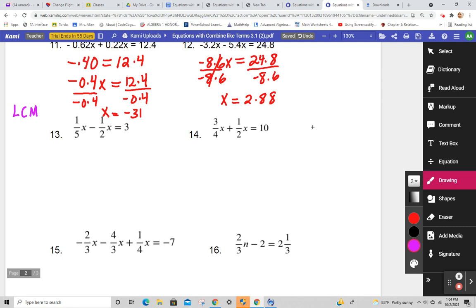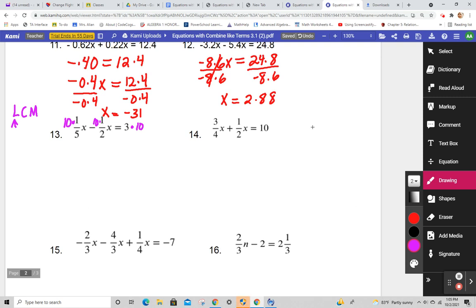Okay, so we're asking the question, what number will 5 and 2 divide evenly? That number is 10. There are other numbers that 5 and 2 will divide evenly, but we're interested in the least common multiple, the smallest number that these two will divide. So that number is 10. So I'll multiply this term by 10, I'll multiply this term by 10, and I have to multiply this term by 10. You have to multiply every term in the equation if you're going to use this strategy to get rid of the fraction, to make it easier to solve the problem.